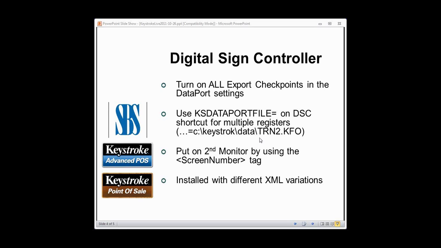This is to eliminate if you're at register 1 and all of a sudden on your machine you start seeing items that you're not buying from register 2. So if you ever have that symptom, it's just a matter of adding this KS data port file option to your startup line. That's kind of about it for the settings of the digital sign control.